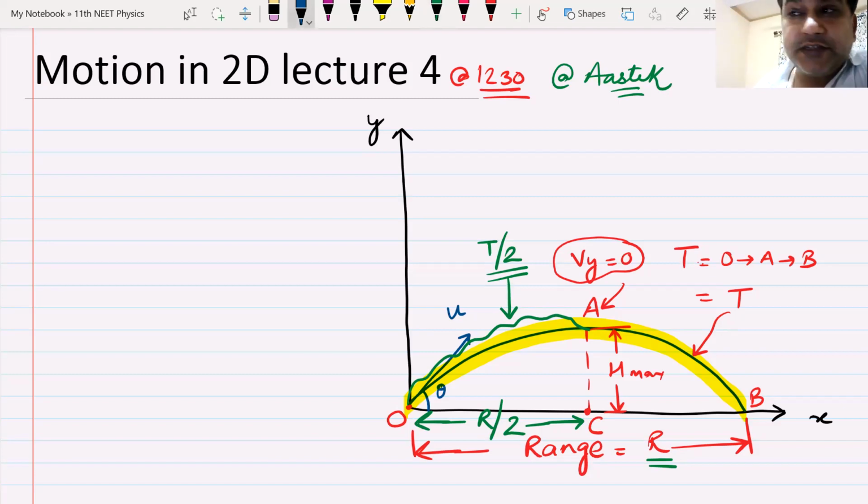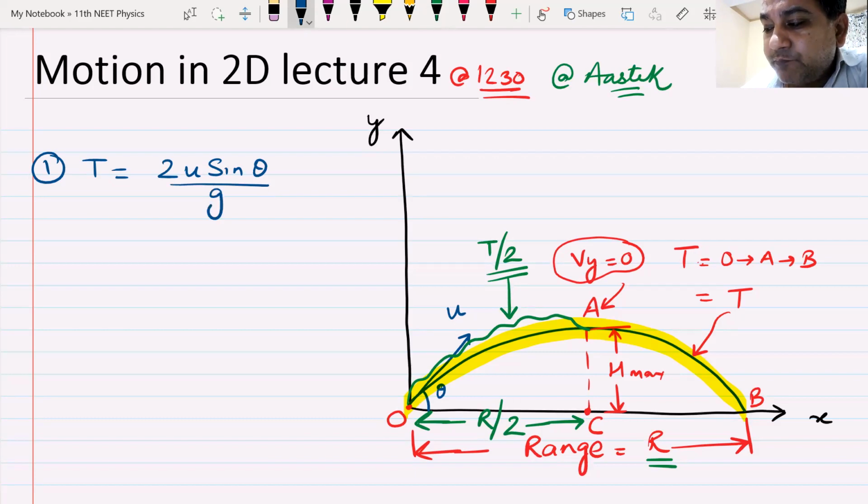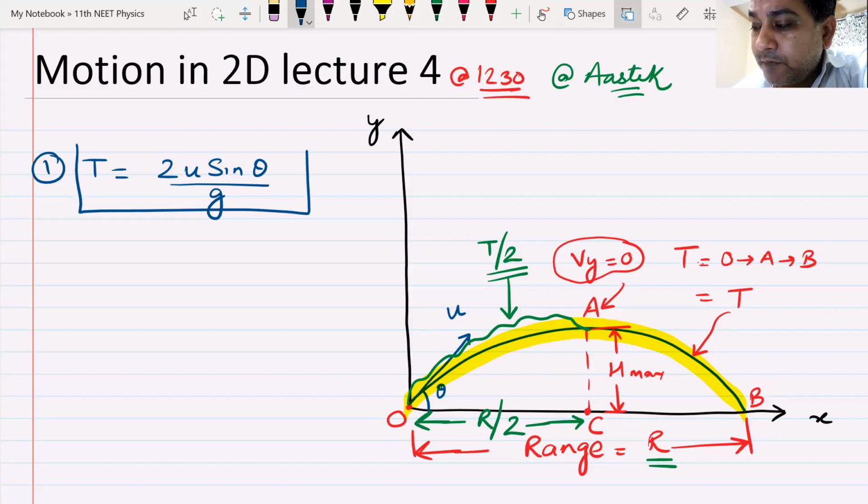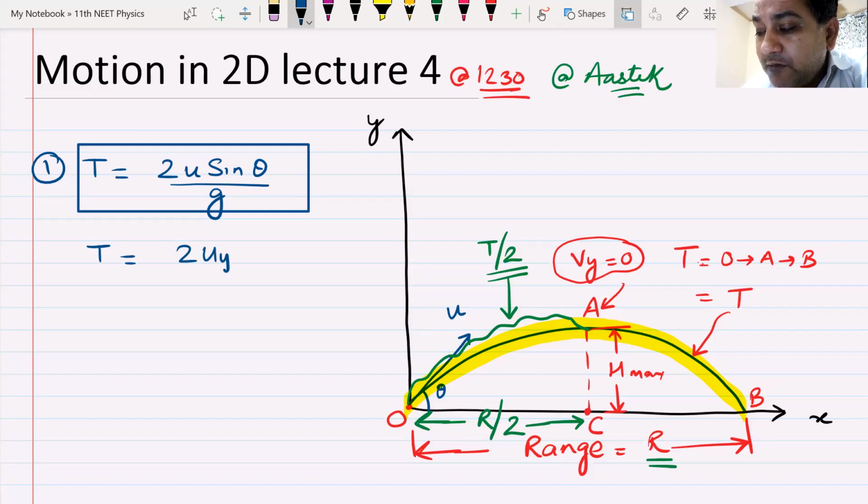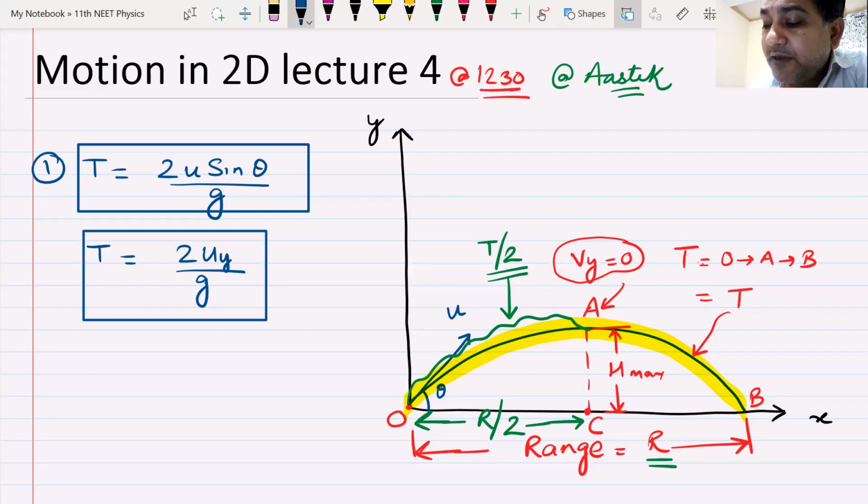Then we had seen the formula for time of flight. The formula for time of flight was 2u sine theta divided by g. That was one way of writing it. The second way of writing it was 2 times uy, where uy is the vertical component of velocity, divided by g. Do we remember these two forms?